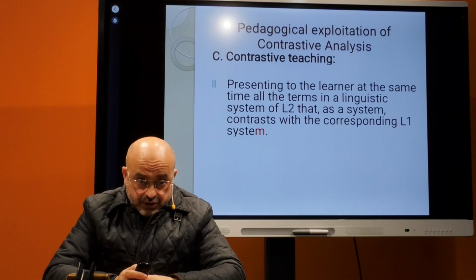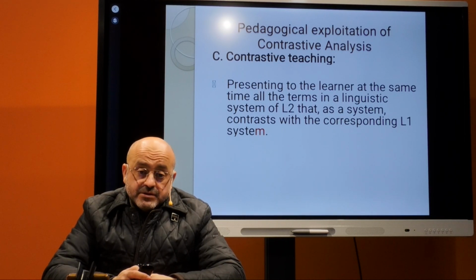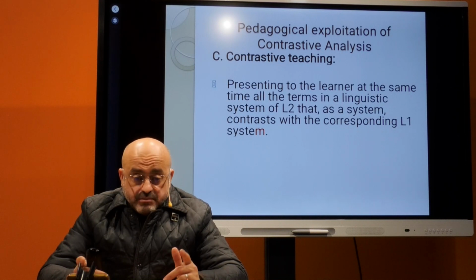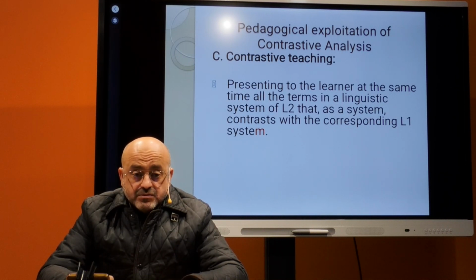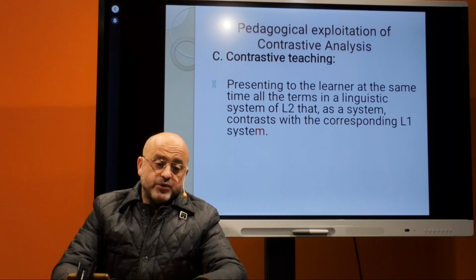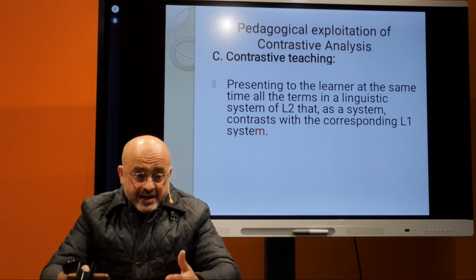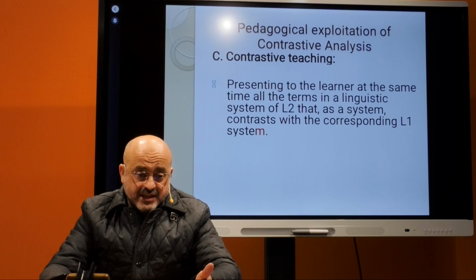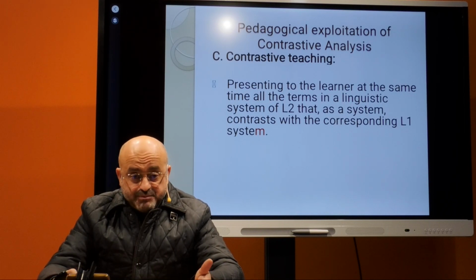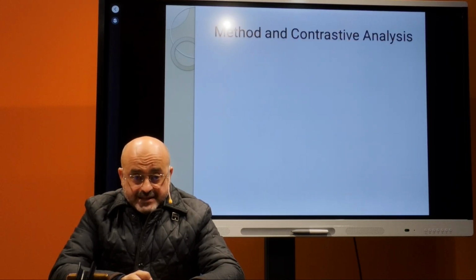As a pedagogical exploitation, we can talk about contrastive teaching. So here the role of the teacher in contrastive teaching is to present to the learner all, between inverted commas, terms in a linguistic system of L2 that contrast with L1. And this is possible sometimes, especially, for example, if you compare the phonemic inventory of two languages. Because it's limited, we can compare and say, okay, we have this sound in this language, we don't have it in that language. We have that vowel here, we don't have it here. We have that consonant here, we don't have it here. And then we can expect problems here, and students should be made aware of that.